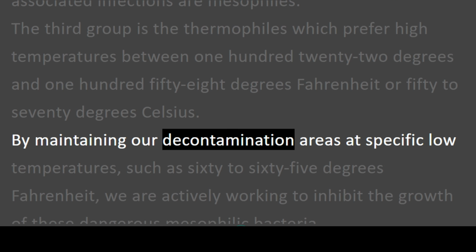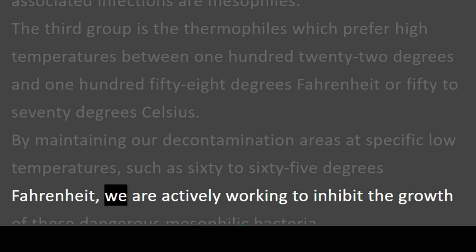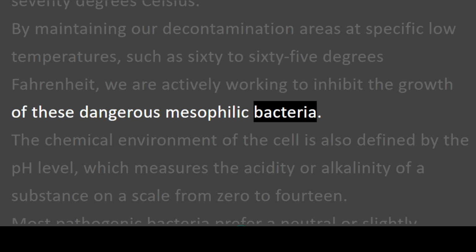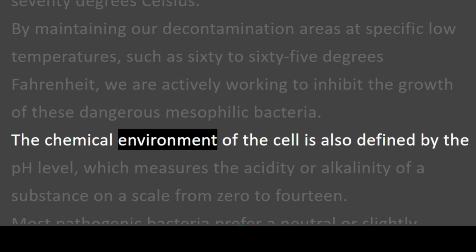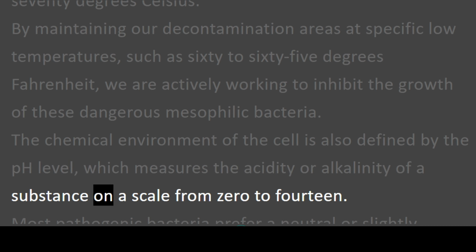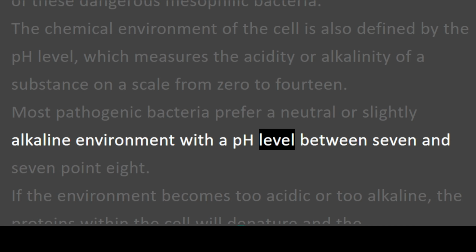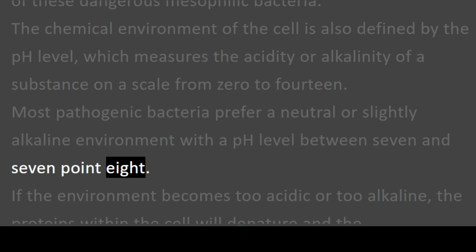By maintaining our decontamination areas at specific low temperatures, such as 60 to 65 degrees Fahrenheit, we are actively working to inhibit the growth of these dangerous mesophilic bacteria. The chemical environment of the cell is also defined by the pH level, which measures the acidity or alkalinity of a substance on a scale from 0 to 14. Most pathogenic bacteria prefer a neutral or slightly alkaline environment with a pH level between 7 and 7.8.